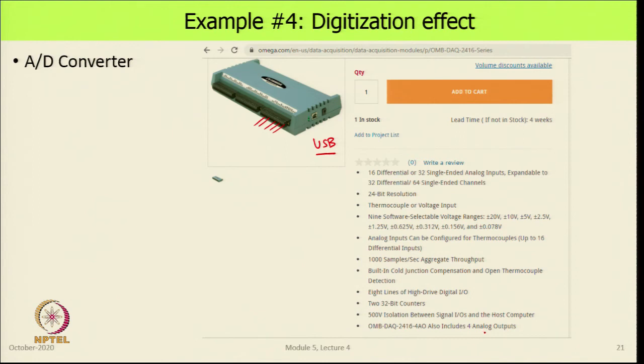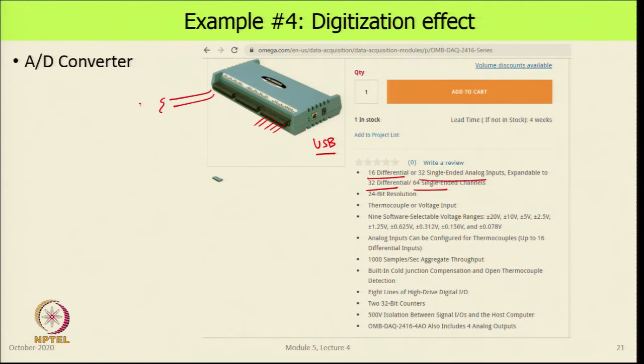So, let us see what they tell us. If you have to select an A to D converter, and from there we get the uncertainties due to the digitization, here is what we have to see. They say that in this particular case there are 16 differential or 32 single ended analog inputs, expandable to 32 differential / 64 single ended channels. Differential means when you have both signal wires coming in from each instrument. From one sensor we get 2 wires, we saw that in the thermocouple.